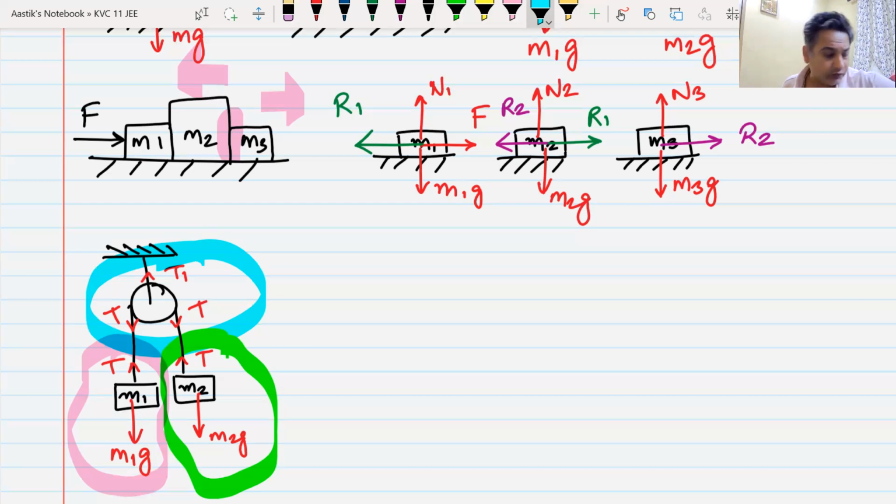I will take 2 or 3 more cases of free body diagrams. Once you have drawn this free body diagram, you have solved 80 or 90% of the question. Only 5 or 10% of the question remains. You just have to make the equations. So the most important aspect of this chapter is drawing free body diagrams. Please draw free body diagrams.